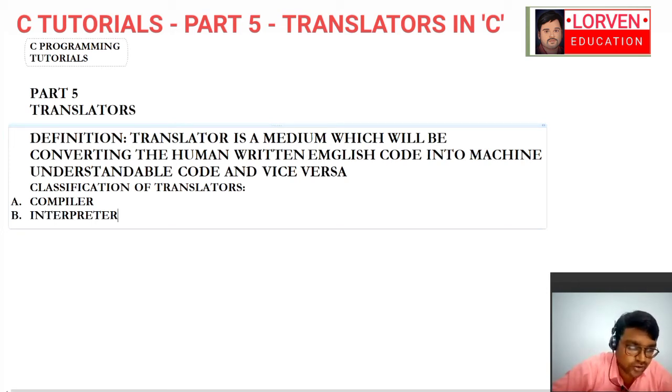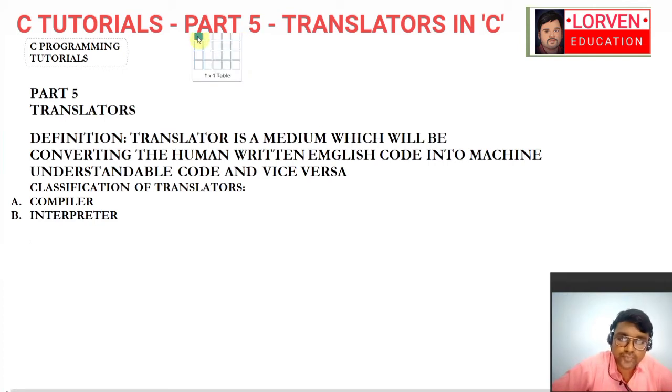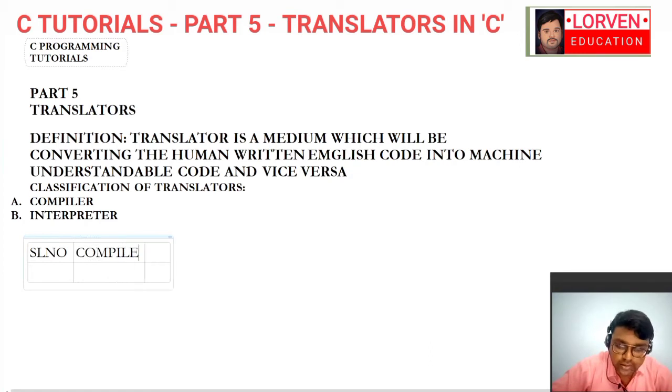Now we will see the properties of each one of the translators in detail, so that you come to a conclusion about which is the best one to be used. Now I will be inserting a table here. So the table is like this: serial number, compiler, and interpreter.